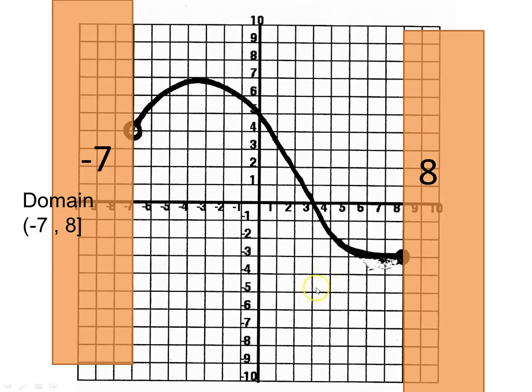Now let's look over here at 8. There's a closed circle which says, yeah, it's okay. 8 is a solution. 8's part of the plan. We can use 8. So therefore it is a bracket. Brackets mean, yes, I can use it, I can reach it, I can touch it. But -7, I cannot. All right, let's start taking care of range.